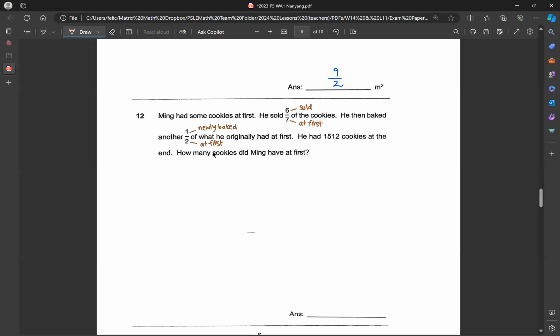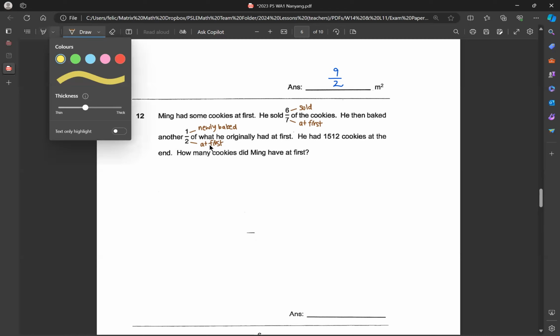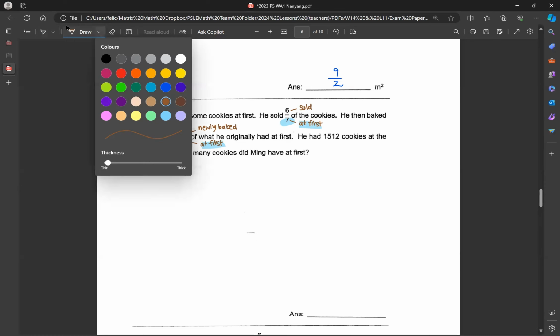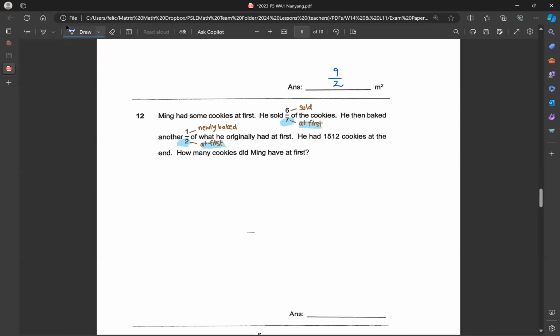All right. So if you look at my denominator, 7 is representing at first, 2 is also representing at first. So can I make denominators the same? The answer is yes, you can, because they both represent the same thing, which is the at first. So this 2 and this 7, no problem. Both represent at first. So I'm just going to go on to convert that first. So 6 over 7 will be common denominator with 14, right? So 12 over 14. And of course, half will be 7 over 14.